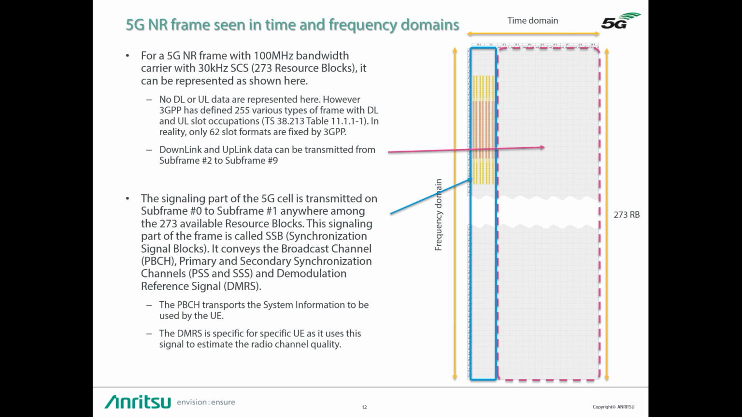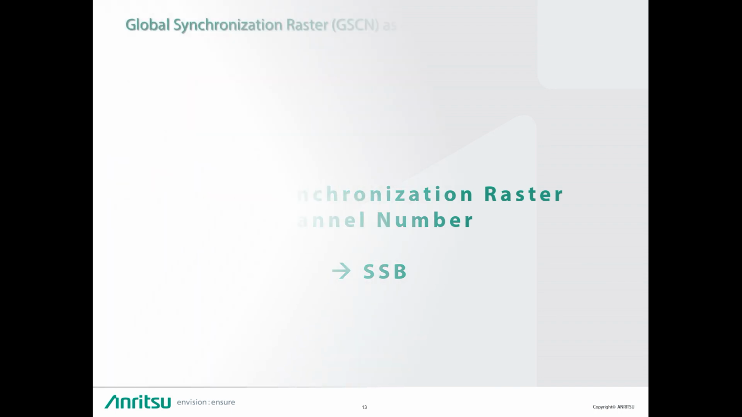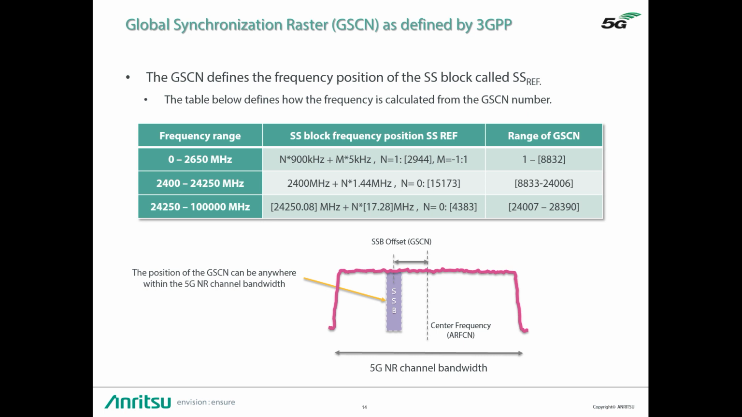And in the next slide we'll see what 3GPP has determined in terms of frequency allocation in the frame for this SSB. Synchronization signal blocks are also called the global synchronization raster. It is a channel on its own and has a channel value defined by the 3GPP specification. The most important information to remember from this slide is that the center frequency of the SS block is defined by the 3GPP channel number, and it is called GSCN.